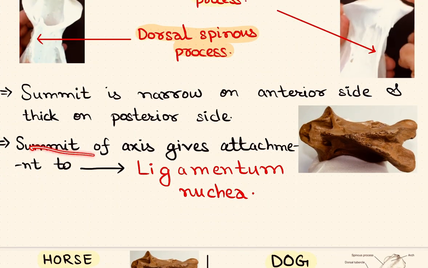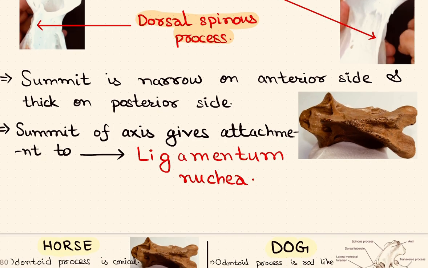Now, the summit of the axis gives attachment to the ligamentum nuchae. Like in the neck region, you will find some ligaments. These ligaments are the origination of the ligamentum nuchae. Like from here, the ligamentum nuchae originates, or it gets joined with the axis bone.